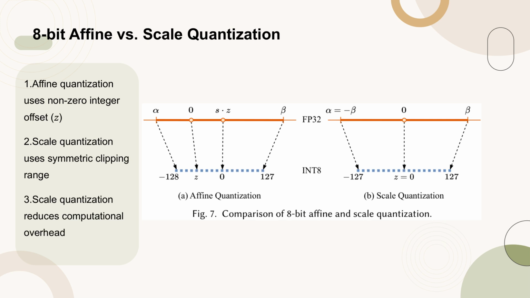Figure 7 compares 8-bit affine and scale quantization methods. Affine quantization involves a non-zero integer offset, z, which allows for precise representation of original values but introduces computational overhead. In contrast, scale quantization employs a symmetric clipping range, avoiding this overhead by using symmetric quantized values. This figure highlights the differences in calibration symmetry and computational efficiency between the two quantization schemes.